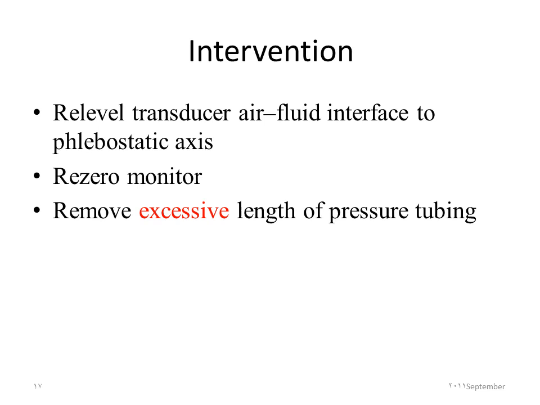The intervention used to manage the problem of a false high reading is to re-level the transducer to the correct placement at the phlebostatic point, re-zero the monitor, and remove the excessive length of pressure tubing. Of course this is the opposite: with a false low reading I may not have adequate length of tube, whereas here with the false high reading we have to remove the excessive length of the pressure tube.